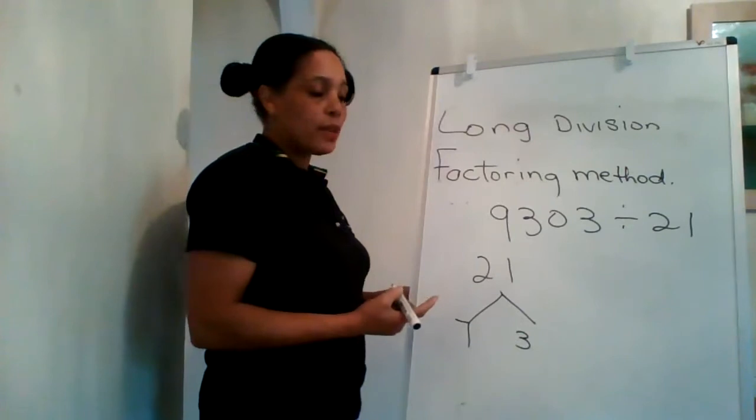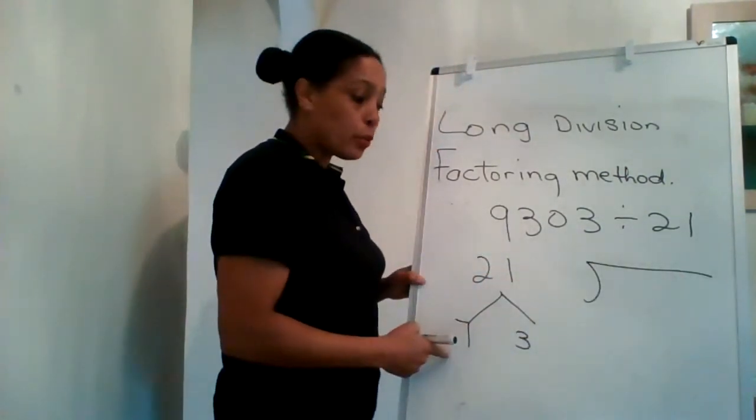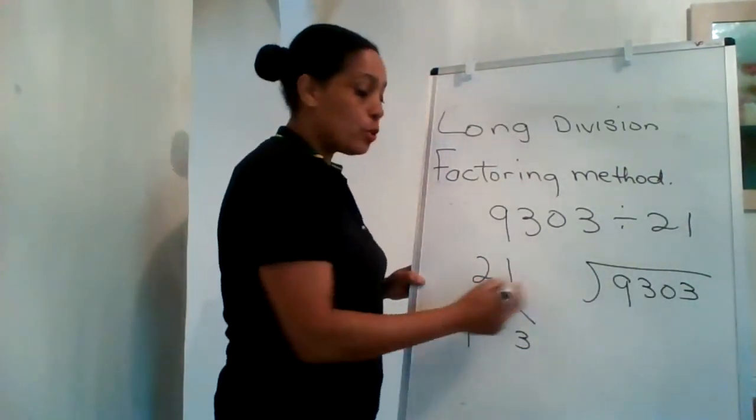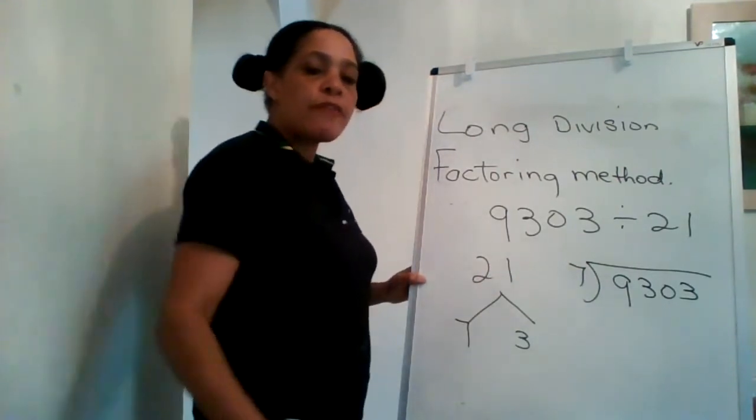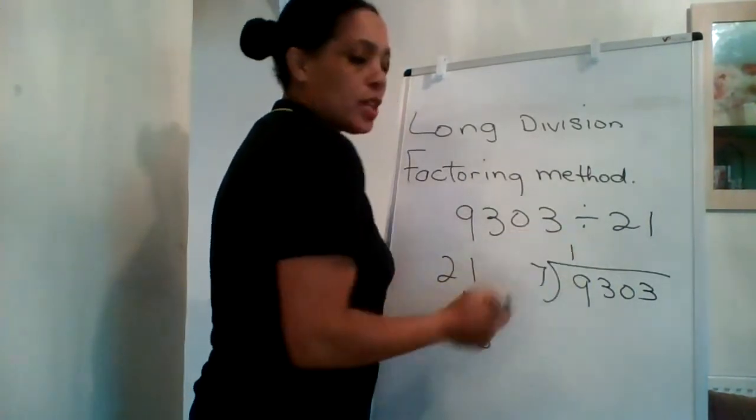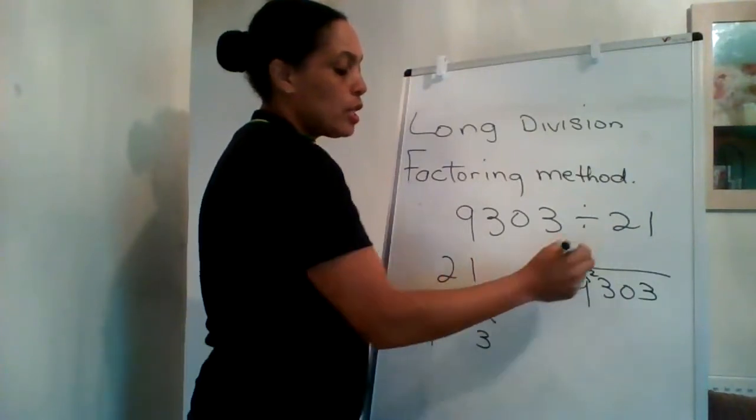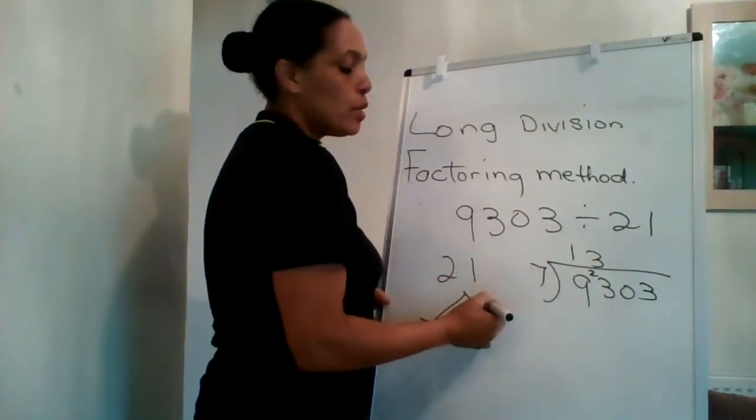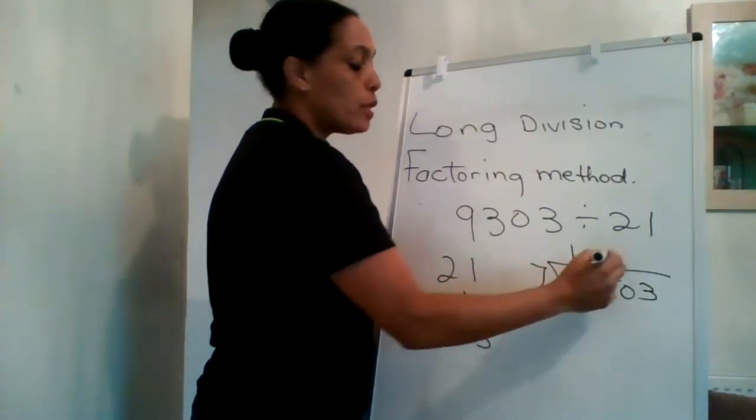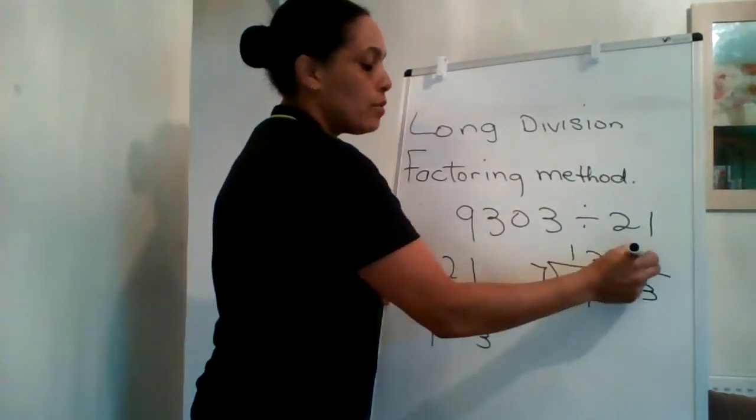Because I'm using 7 and 3, now I'm going to divide by one of these first. It doesn't matter which one I'm going to be using. 9303, I'm going to be using 7 first. 7 into 9 goes 1 time, remainder 2. 7 into 23 is going to give you 7 3s are 21, remainder 2. 7 into 20, 7 times 2 is 14, remainder 6. 7 into 63 is 9.